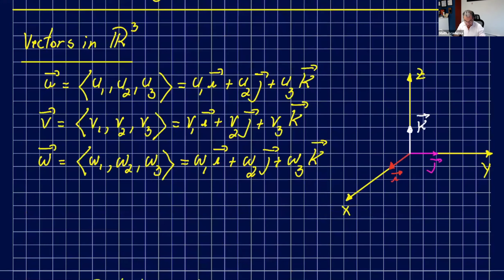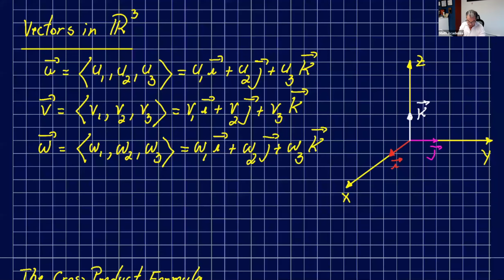Now let's first understand vectors in R3. When we say R3, that means each vector has three components. You can also in R3 write that as u1 times i, u2 times j, and u3 times k. Now i is a unit vector in the x direction, j is a unit vector in the y direction, or y-axis, and k is a unit vector in the z direction.